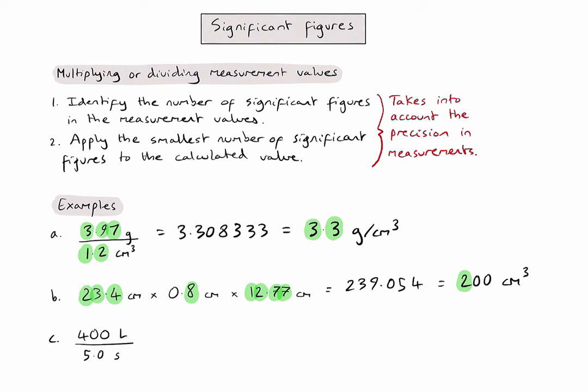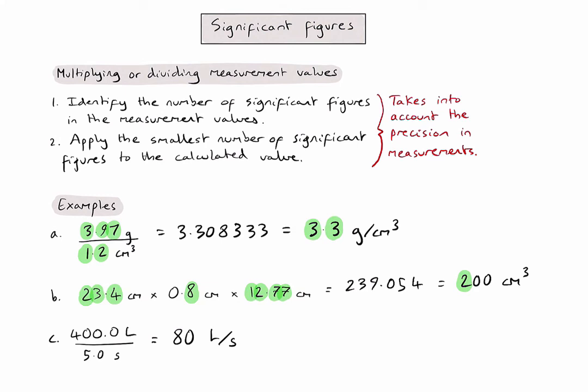Now example C, again it's a division calculation, so I need to be considering significant figures in my answer, and it's a slightly complicated one for reasons we'll see in a moment. Now if I do this calculation in my head or on a calculator, the answer I get is 80 litres per second. Now you'll notice I've made a small change to one of my values to highlight a key point.